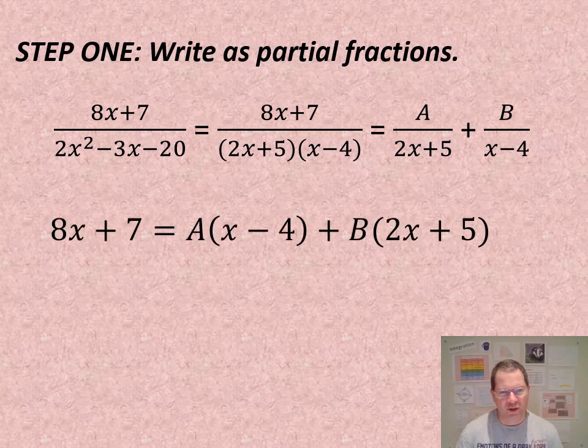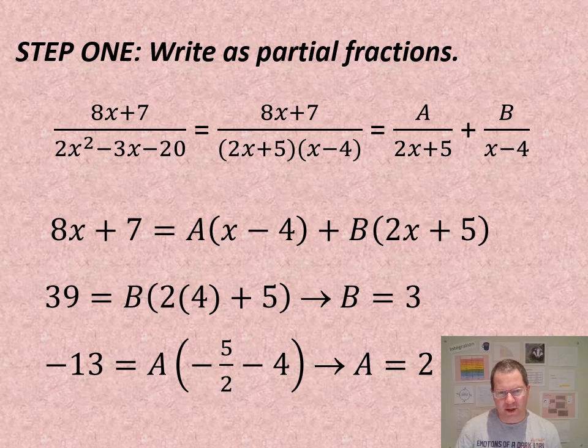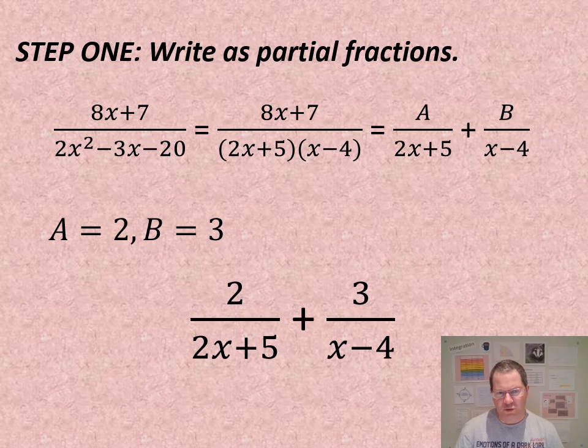If we multiply through by 2x plus 5 and x minus 4, we get 8x plus 7 equals a times x minus 4 and b times 2x plus 5. So when x equals 4, we get 39 equals b times 13, so b is 3. And when x is negative 5 over 2, we get negative 13 equals a times minus 6.5, which means that a is 2. So if a is 2 and b is 3, then our partial fractions are 2 over 2x plus 5 plus 3 over x minus 4.